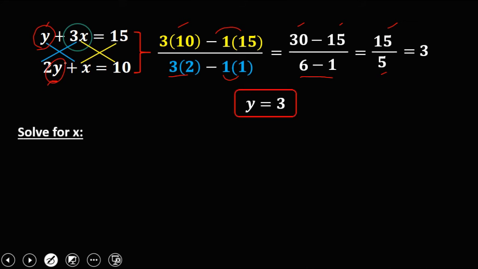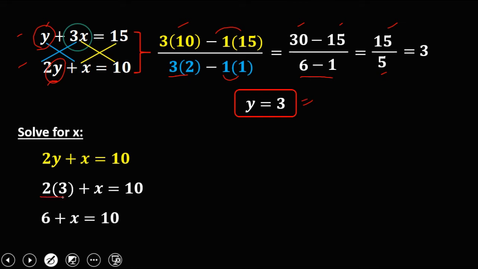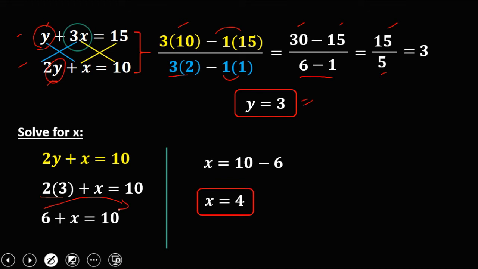Then to solve for x, substitute this value into any of these equations. I prefer to use this equation. Then substitute this value of y, so y is 3. Then 2 times 3, this one is 6. Then to solve for x, transpose. So x now, that's 10 minus 6, so x is equal to 4. So this is now the solution of the system. x is 4, y is positive 3.